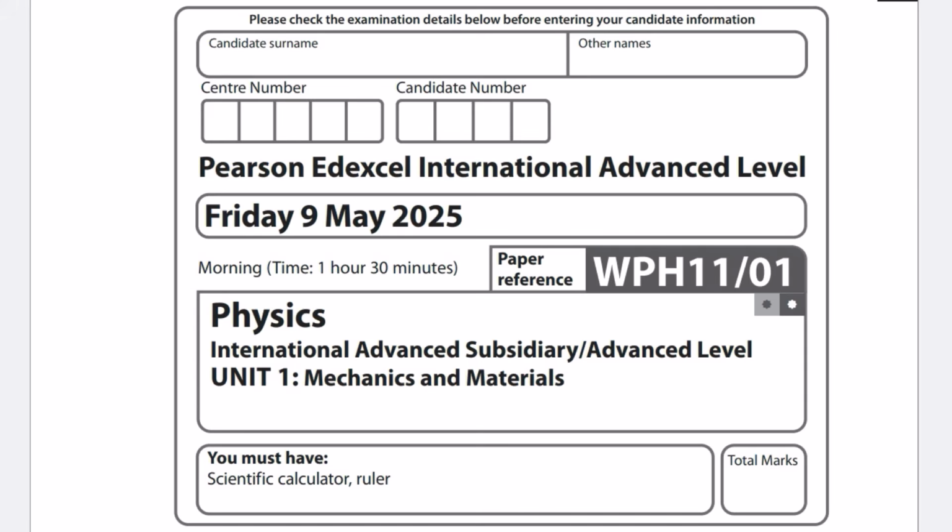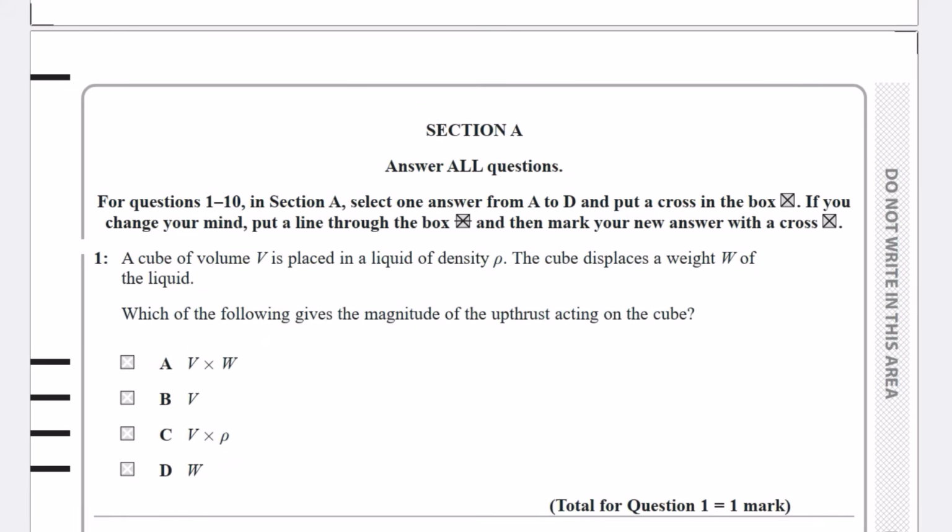Let's look at the very first question. The first question says, a cube of volume V is placed in a liquid of density rho. The cube displaces a weight W of the liquid. Which of the following gives the magnitude of the upthrust?